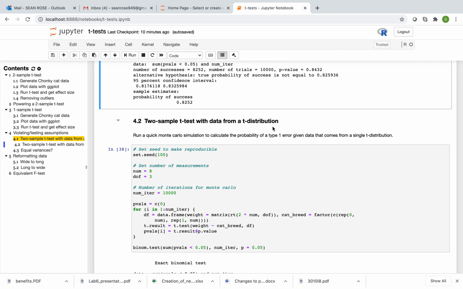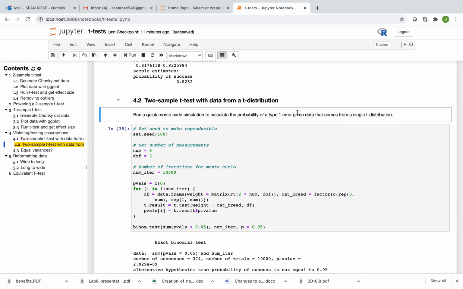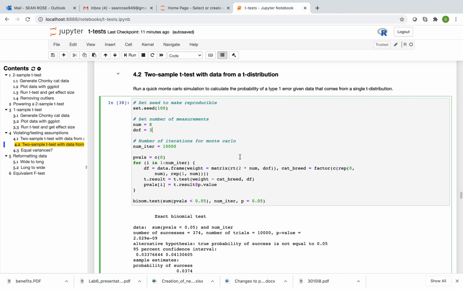Instead of sampling from a uniform distribution, I'm going to sample the data from a t-distribution. This gets a little bit confusing as to why that is violating the assumption. It's a t-test. Well, remember, the assumption of the t-test is that my data is coming from IID normal random variables. The t-distribution arises as the distribution of a statistic that I can calculate from those random variables. So here I'm going to make the samples be random t-distributed random variables. That's violating the assumption that the data is coming from normally distributed random variables.